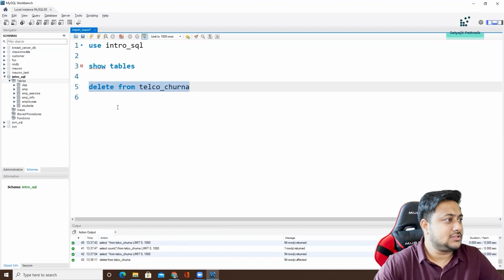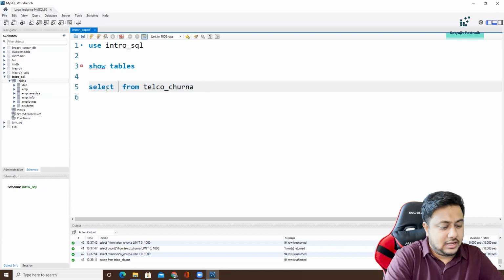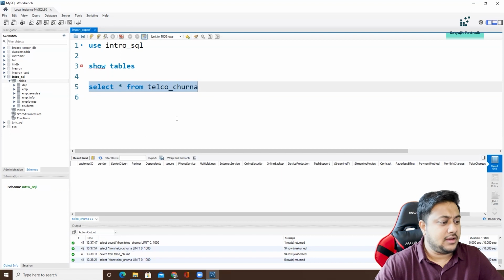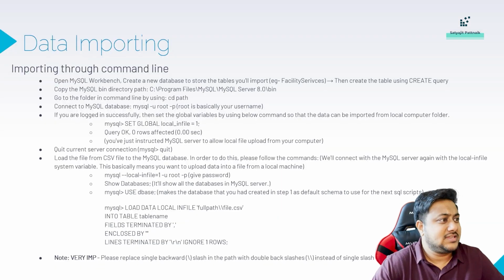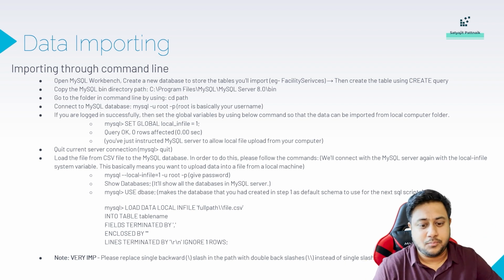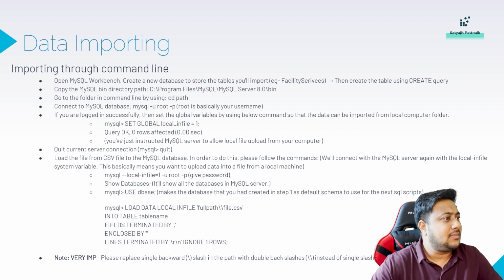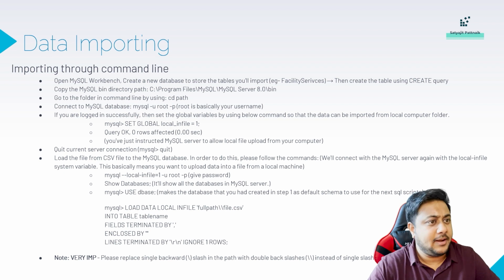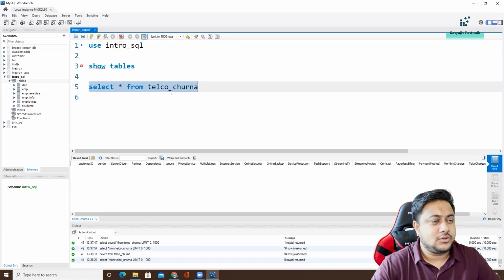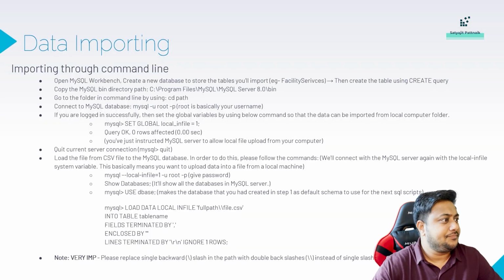Let's try to do this. Deletion has been done. I'll quickly do select star from telco churn A. Everything is done. Let's try to follow the second approach, and once this is successful, I'll come back to the manual importing approach for a smaller data set. Open MySQL Workbench, create a new database, which we have already created. Then create the table using a create query. As we already have a table, I don't need a create query.